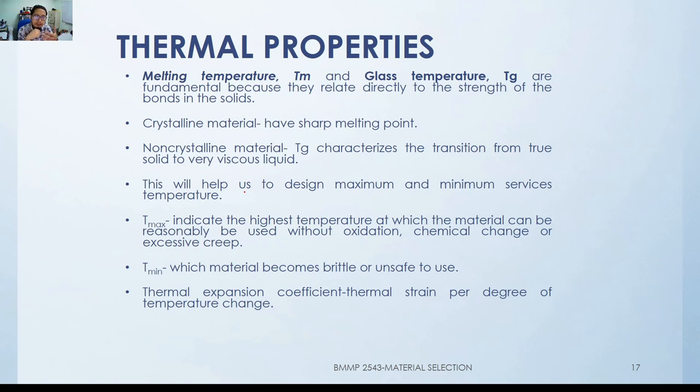For example, a metal has a very high melting temperature, but at a certain temperature, it can behave like a more viscous liquid, so we can change its properties according to what kind of design properties we want. So the Tmax usually indicates the highest temperature at which the material can reasonably be used without oxidation or chemical change, and the Tmin is where the material becomes brittle or unsafe to use.